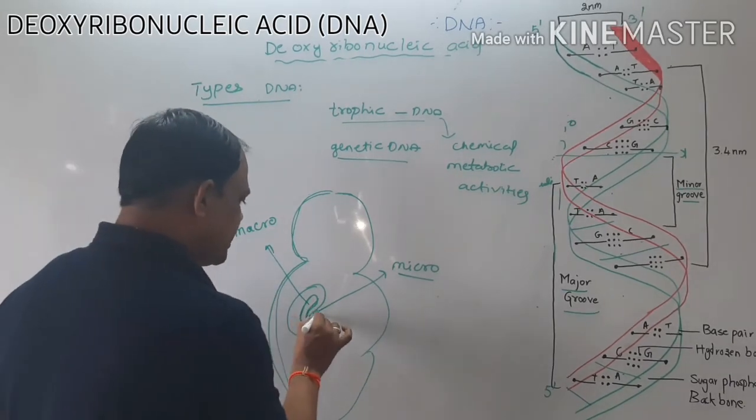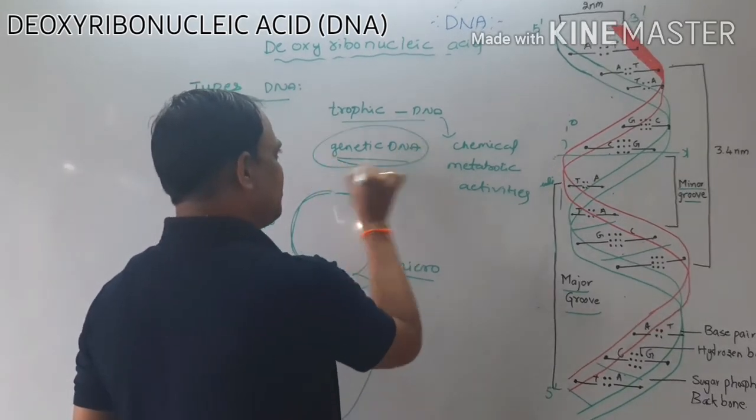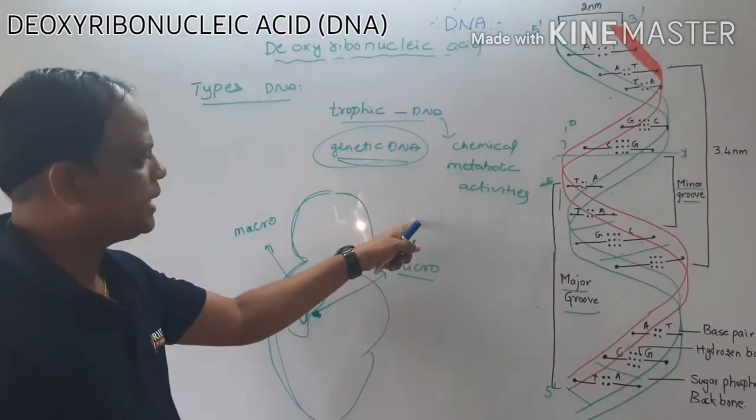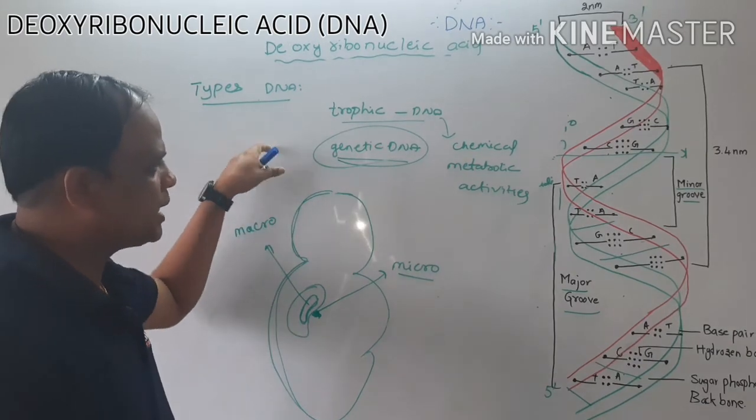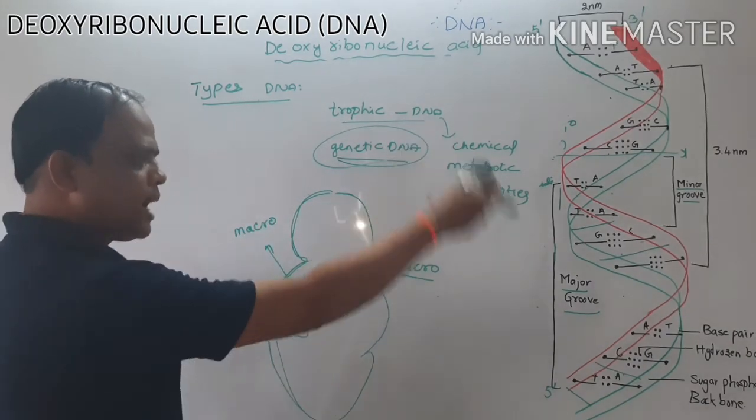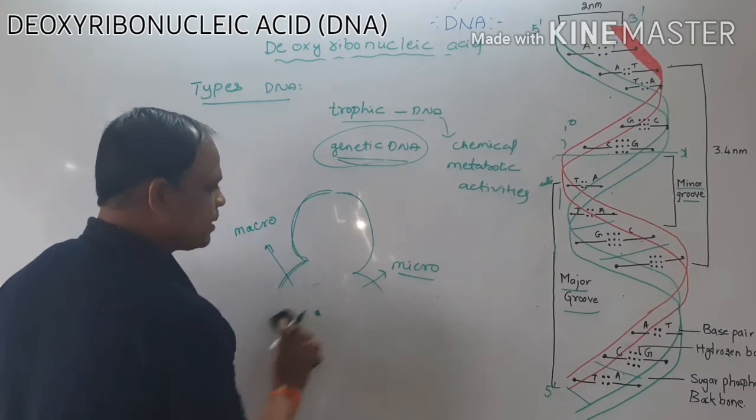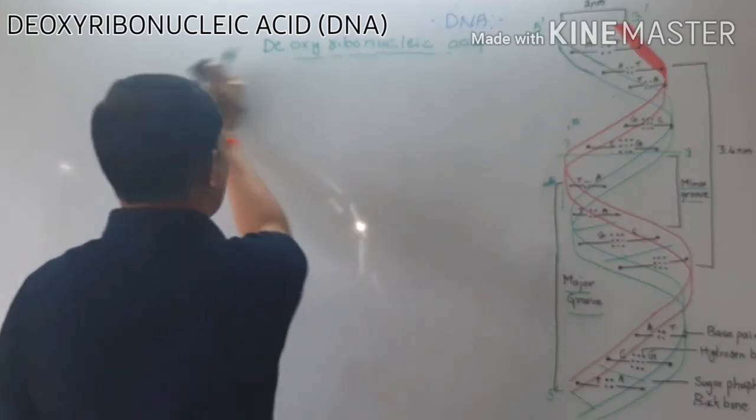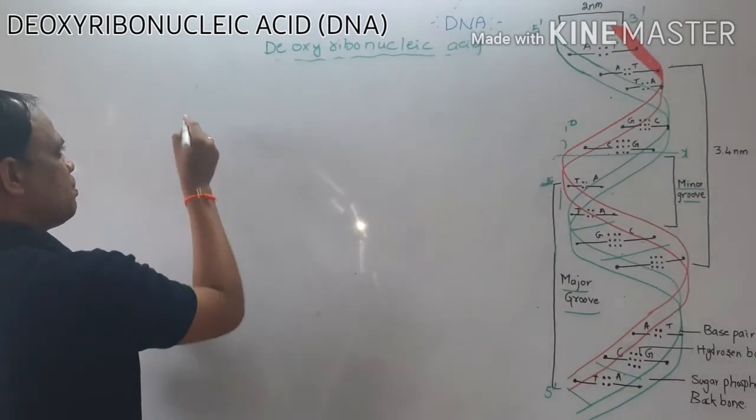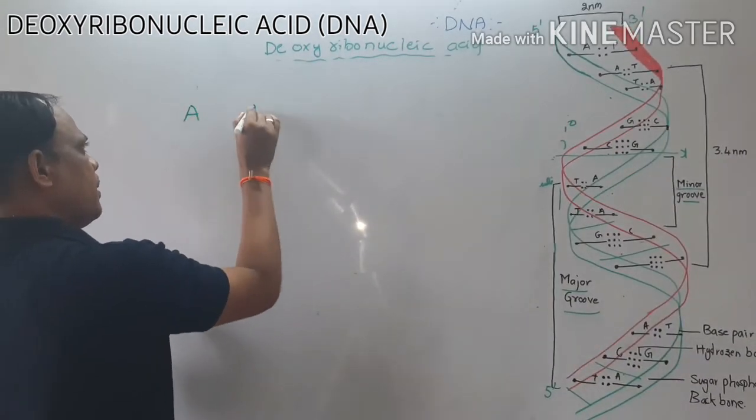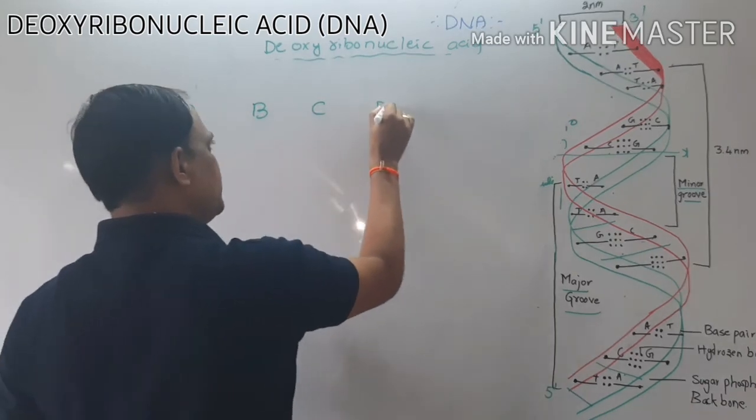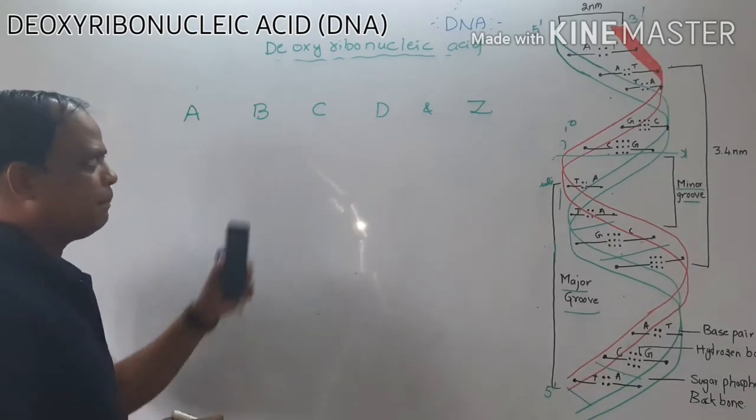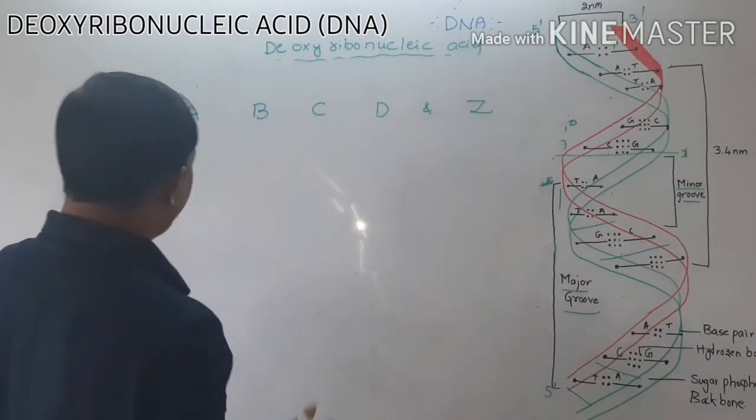And the micro DNA acts as the genetic material DNA. These are the two types of DNAs present. Based on the helices, mainly there are five types of DNAs present: A, B, C, D and Z DNA. These are the main DNAs.